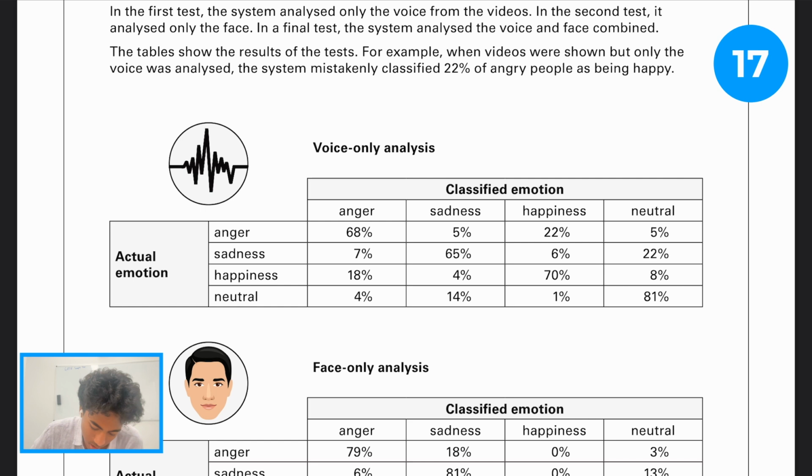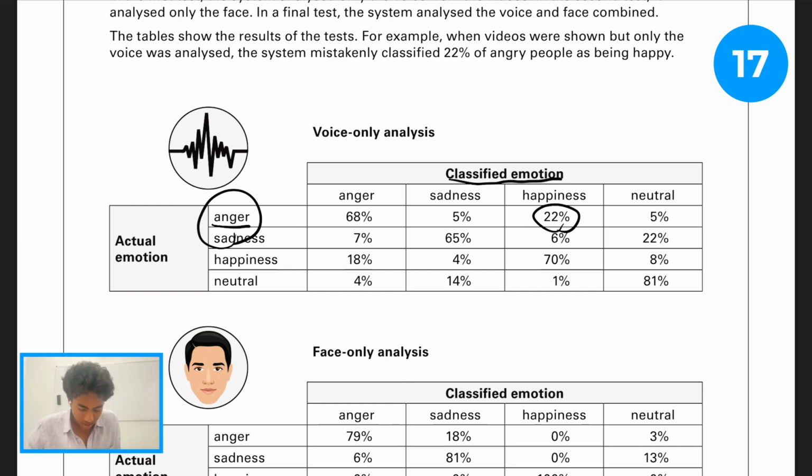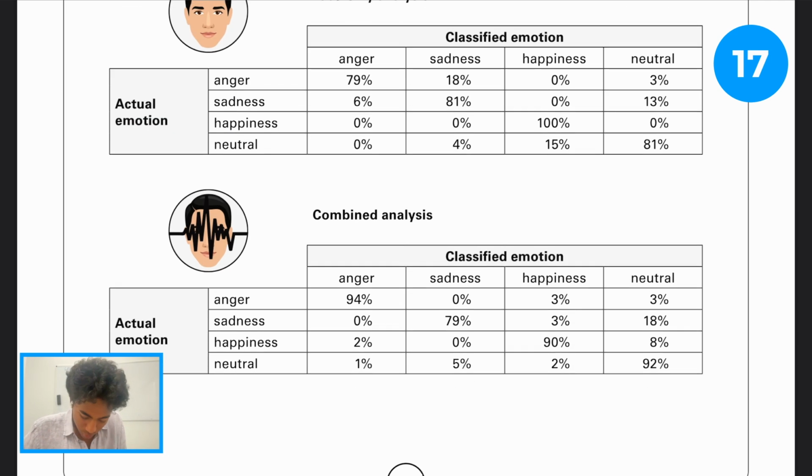All right, let's look. See, when their actual emotion is anger, the classified emotion is basically when they did the analysis, the computer gave the person that emotion. They think that the human in the video is happy. See how when they're actually facing anger, 22% actually became happy, which means 22% were classified incorrectly. That's what the entire prompt is about.